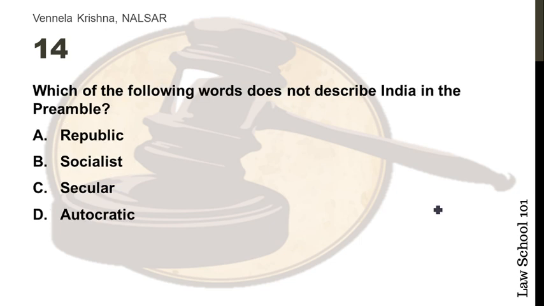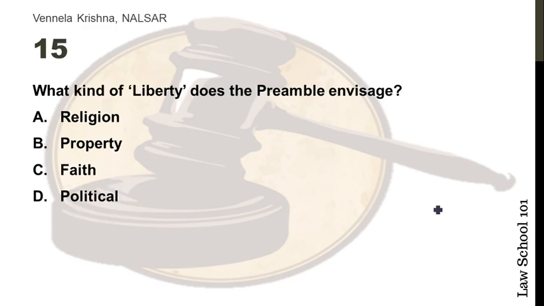14. Which of the following words does not describe India in the preamble? A. Republic, B. Socialist, C. Secular, D. Autocratic. Finally, what kind of liberty does the preamble envisage? A. Religion, B. Property, C. Faith and D. Political.